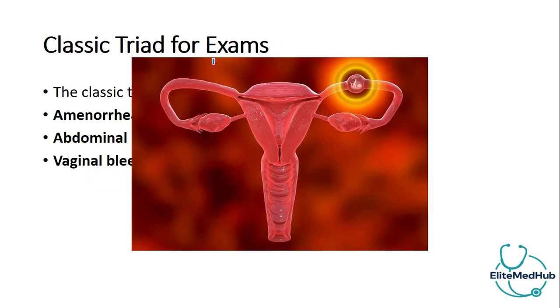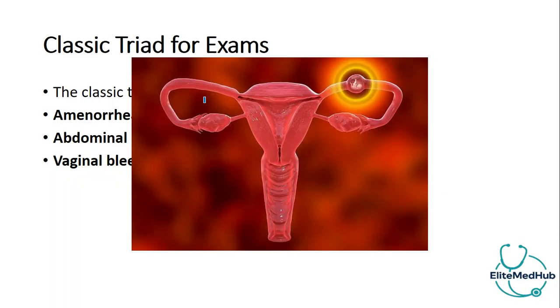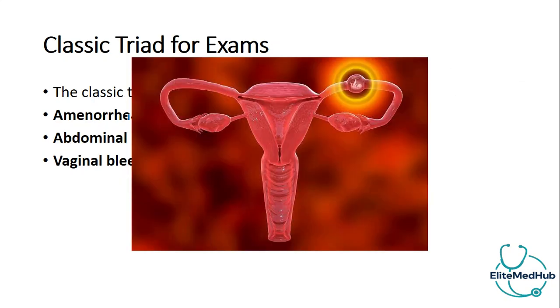So well, let's move to the classic triad or examination. So in ectopic pregnancy, the classic triad you expect to see is amenorrhea. You see amenorrhea, abdominal pain or tenderness, and vaginal bleeding, sometimes called abnormal uterine bleeding.